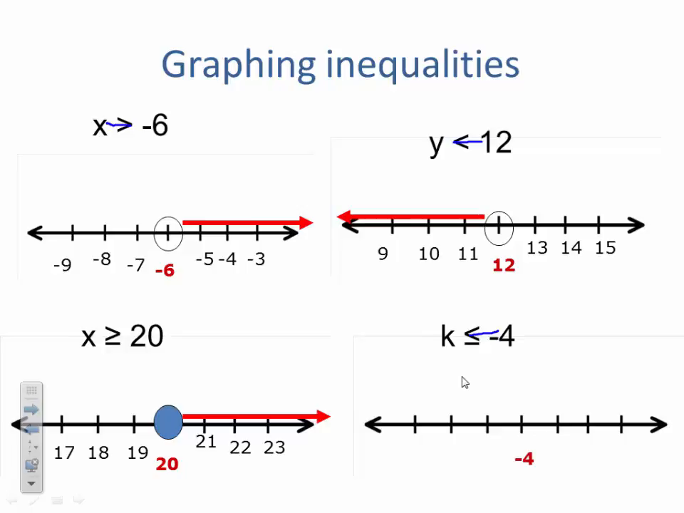So we label our -4, and we put our closed circle in there because there's an equal to sign. This says K is less than or equal to -4. So which way are less than? To the left are less than. Do the arrow if you want. And there's your graph. Closed circle because could it possibly be -4? Yes, it could. You can flip to the back and do those problems on the back for homework.